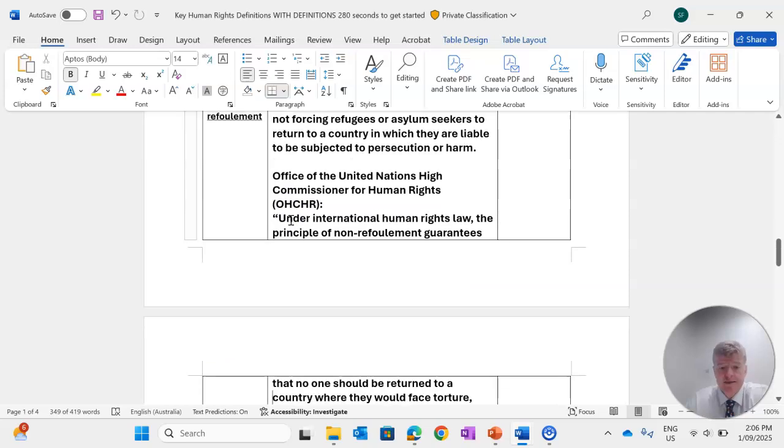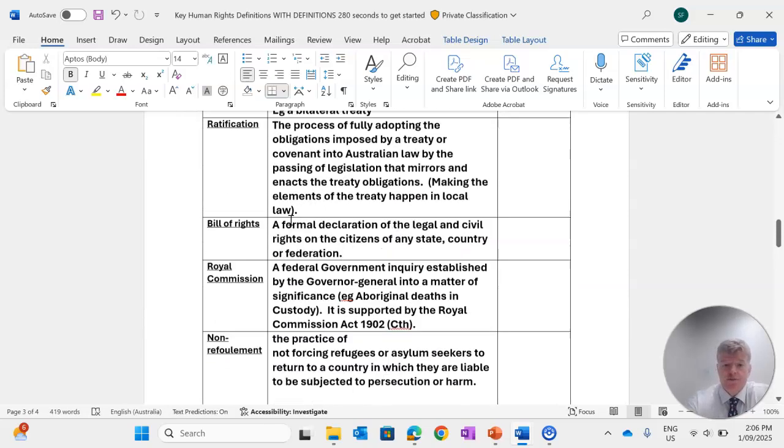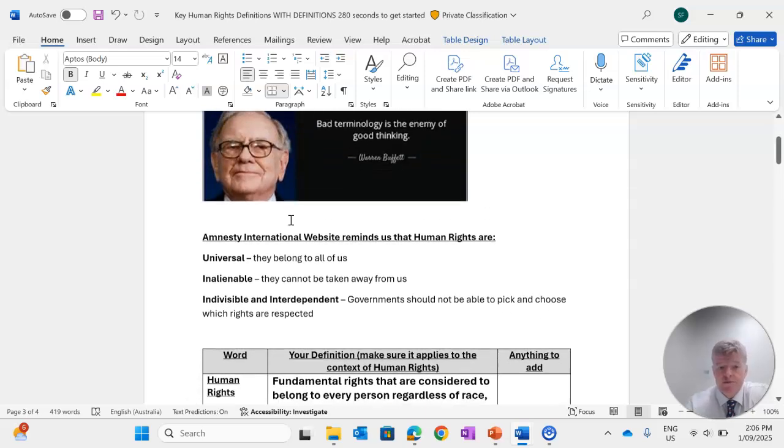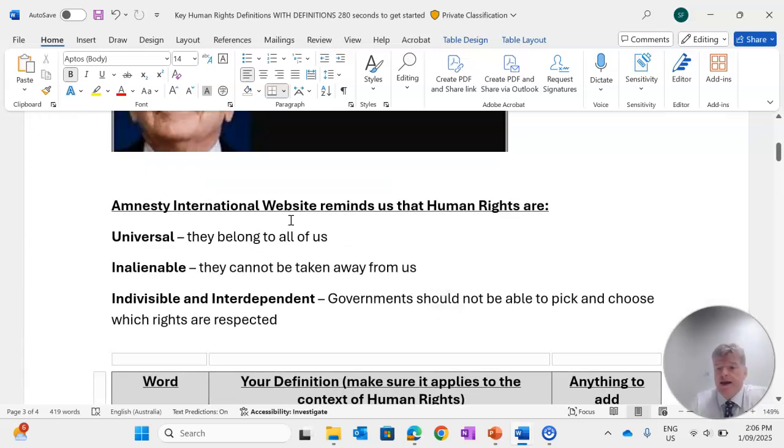Now, as well as these, I also want to think about some of the ideas of what human rights is all about. And Amnesty International reminds us that there's three elements around human rights. Human rights are universal, they belong to all of us. They're inalienable, they can't be taken away from us, and they're indivisible and interdependent. So governments can't pick and choose which rights are respected. So there's three important elements around that.